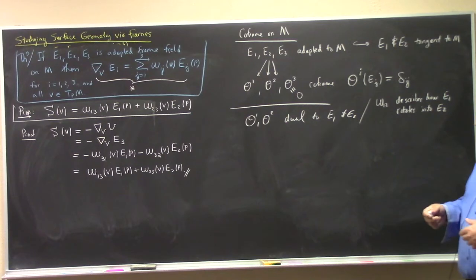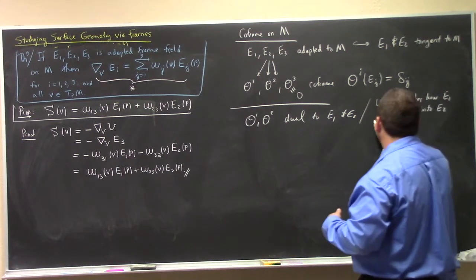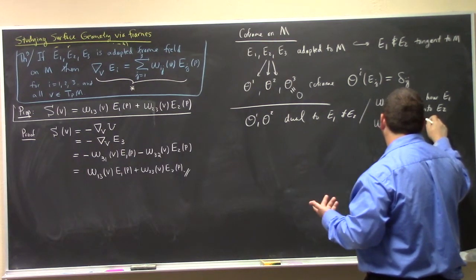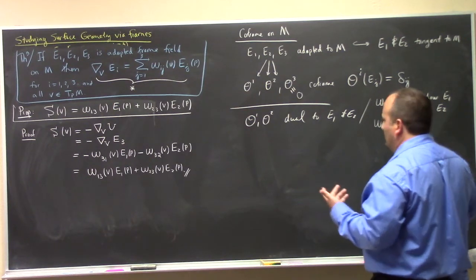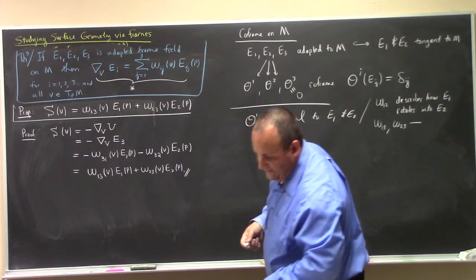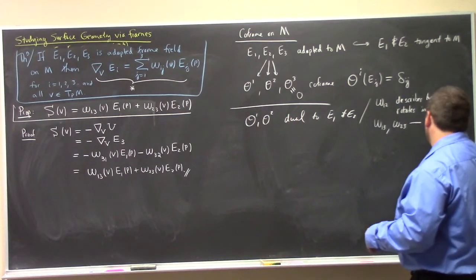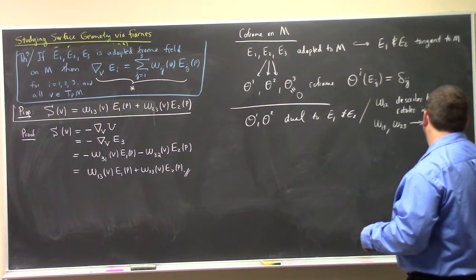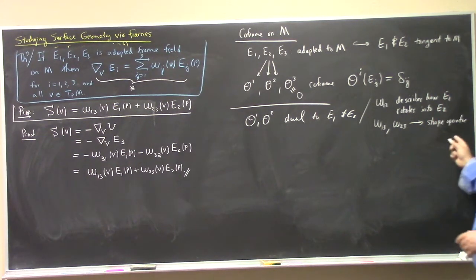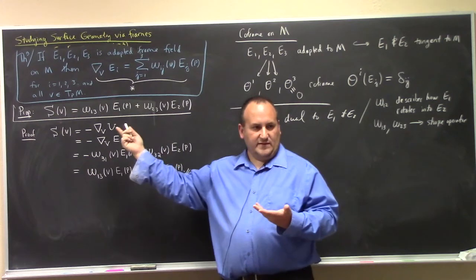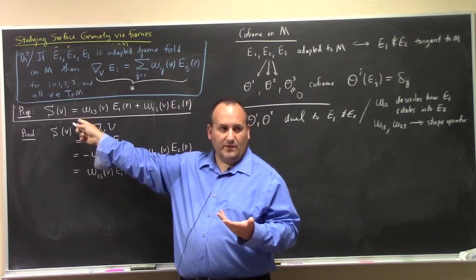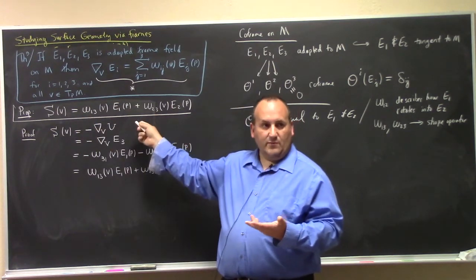In contrast, the omega 1-3 and the omega 2-3 have to do with how E3, I think, excuse me, I'd say they capture the shape operator given by E3, essentially. I'll just say they tell us something about the shape operator. In fact, this proposition right here says that, right? See that? Shape operator is given by omega 1-3 and omega 2-3, right? There's no omega 1-2 in this.